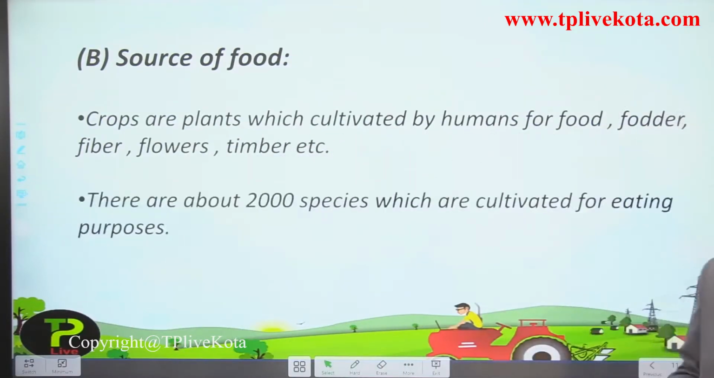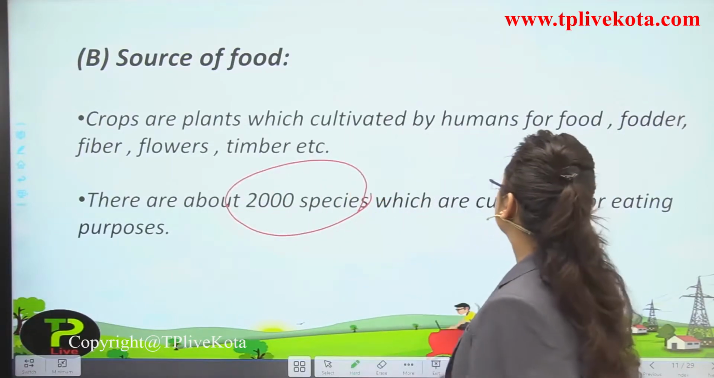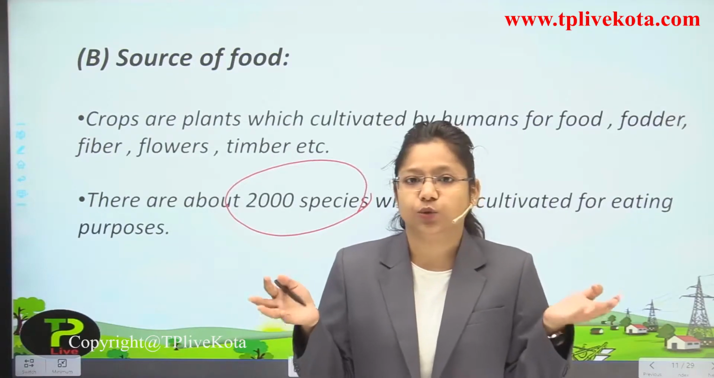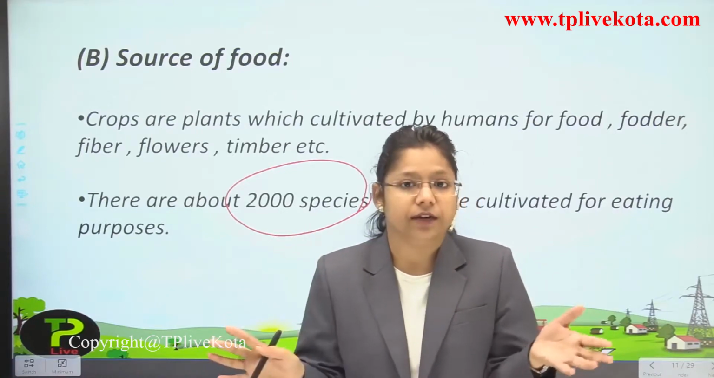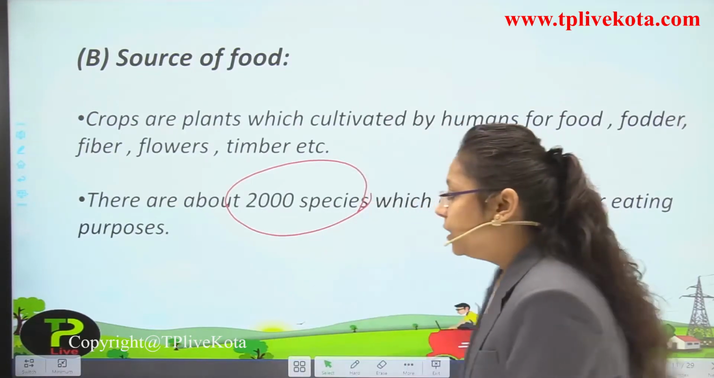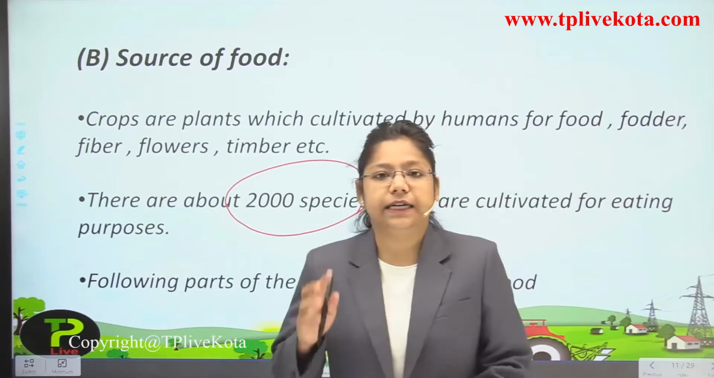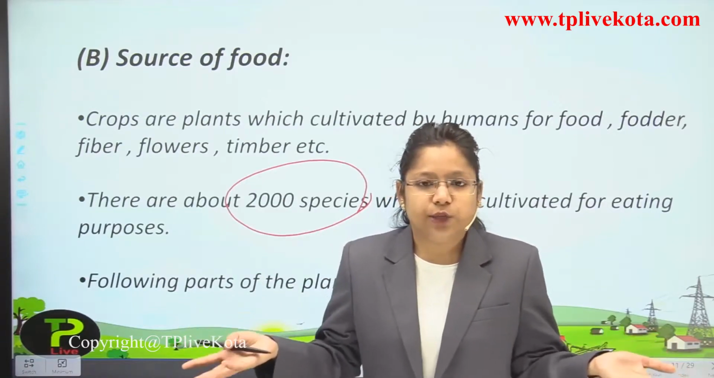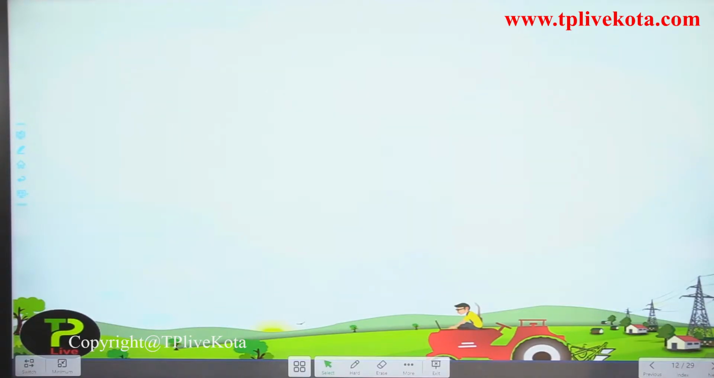Now the next point about it, there are 2000 species which are cultivated for eating purposes. You know this thing, this is a great thing which you know today, that 2000 species are being cultivated in our whole world, that we eat, we consume, and we develop our body. Okay, so next point, following parts of the plant are eaten as food. So what are the parts of the plant that can be consumed and used to build up our body? So let us take a look over here.